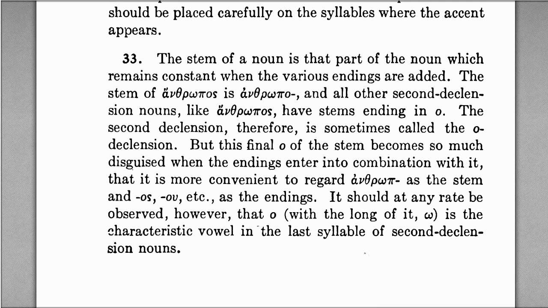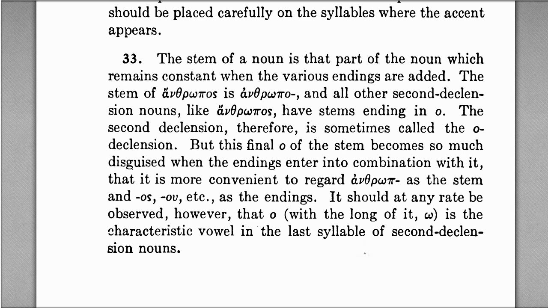Paragraph 33. The stem of a noun is that part of the noun which remains constant when the various endings are added. So the stem of anthropos is anthropo, and all other second declension nouns like anthropos have stems ending in omicron. The second declension therefore is sometimes called the omicron declension.